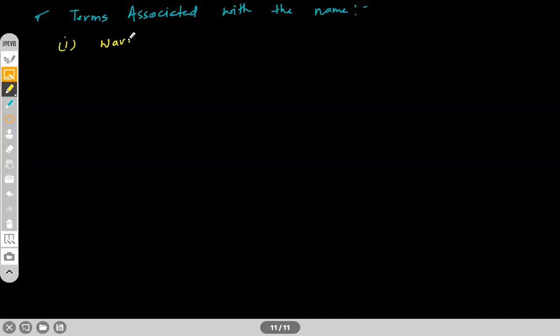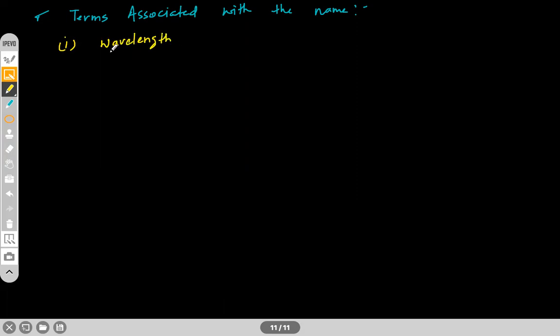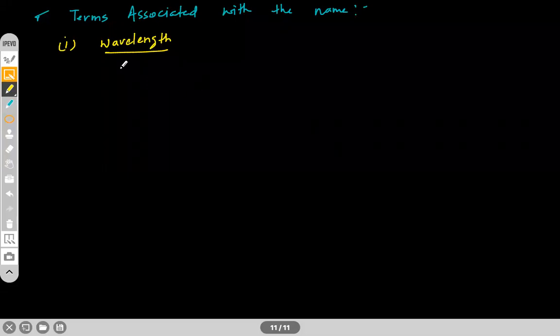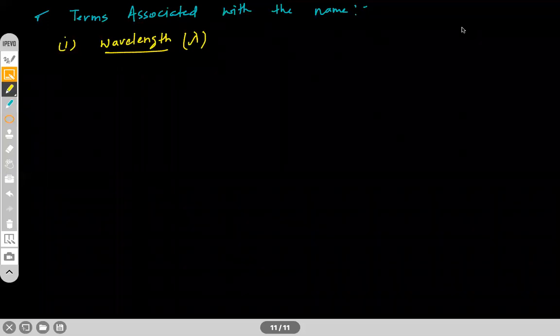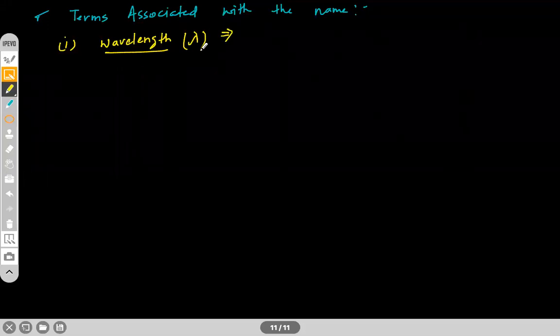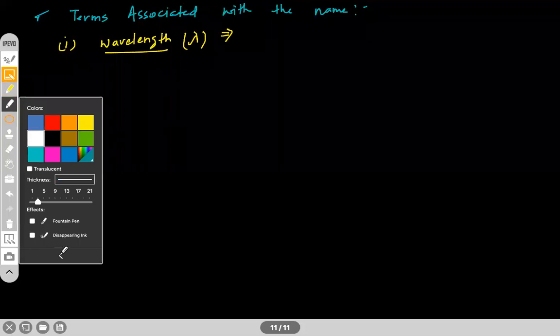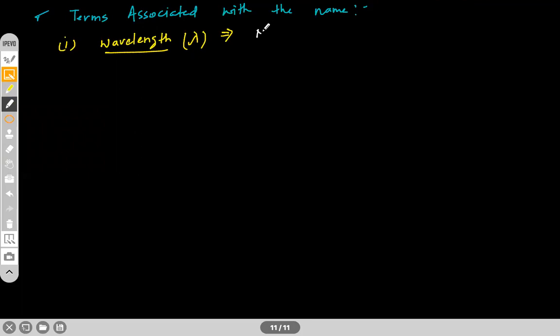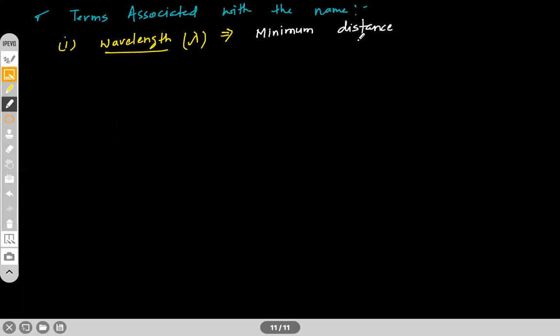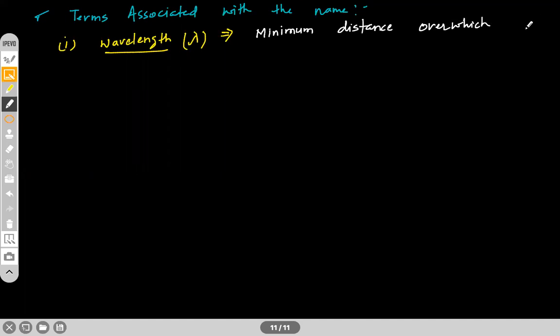The first term is wavelength. Wavelength is represented by lambda. This is lambda. Okay, wavelength. What is the definition of it? Write down. It is a minimum distance over which a wave can be created.